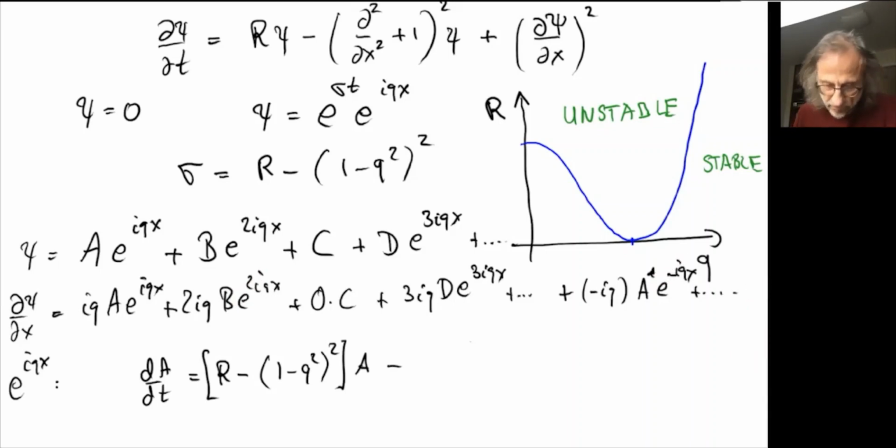So I get 2 times 2q squared times b a star.